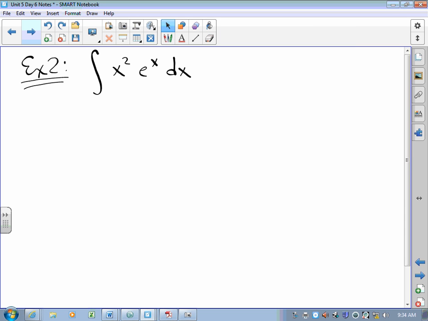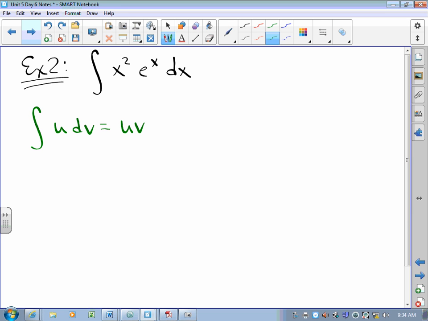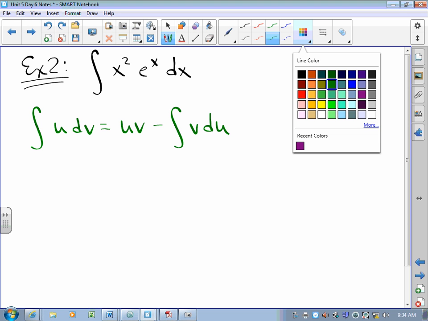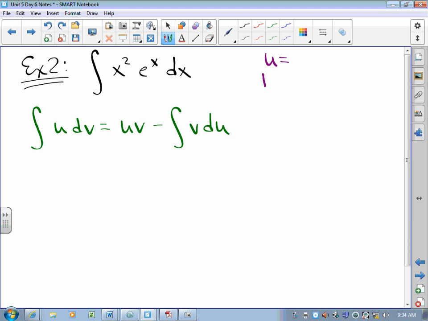This is a classic problem. People do it all the time, all the time. I'm recognizing a product of two completely unrelated functions. And when I see a product of two completely unrelated functions, I think that the integral of u dv is uv minus the integral of v du. I just have to pick my u and my v well so that I can sub in and be done.